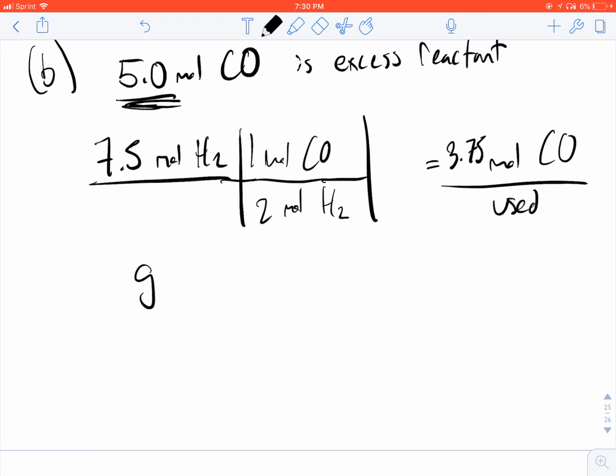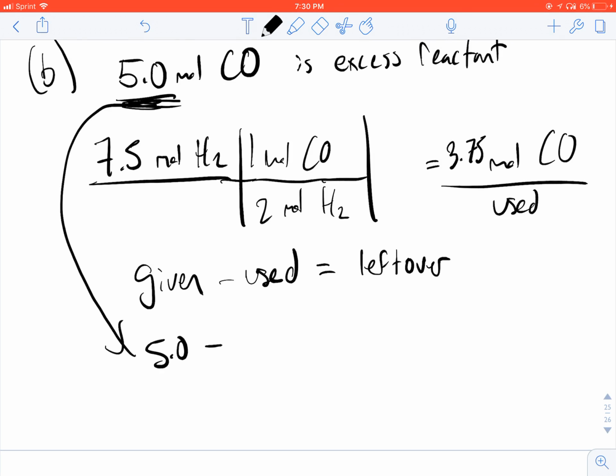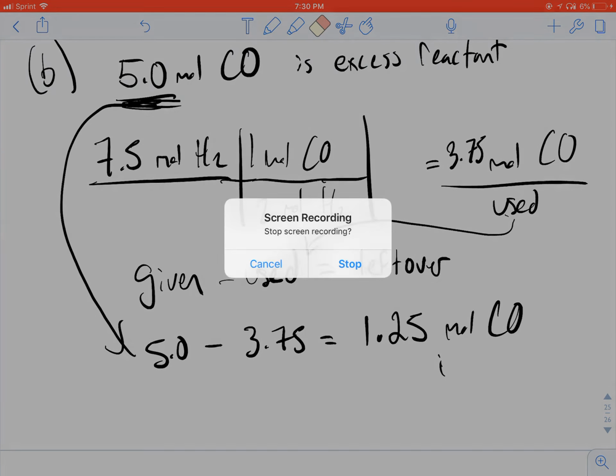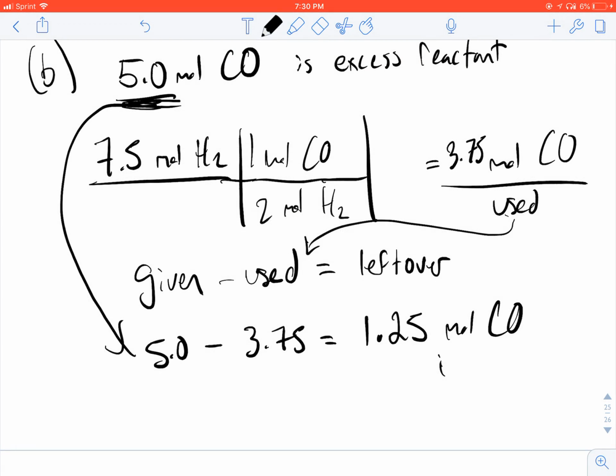So we're going to take the given minus used will equal leftover. So we were given 5.0 from right here. We used 3.75. And by my calculations, that means we have 1.25 moles of carbon monoxide in excess.